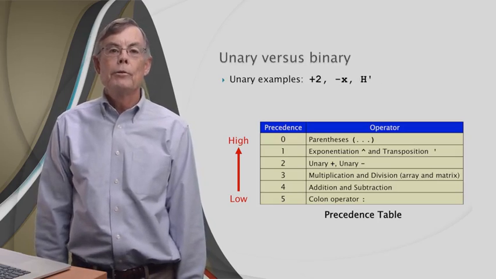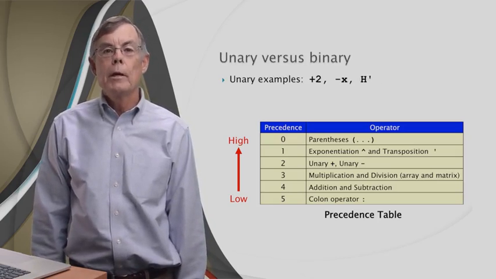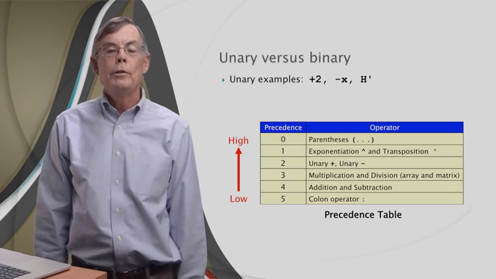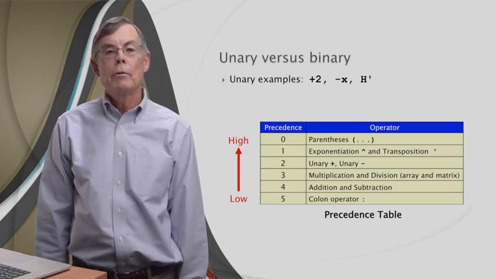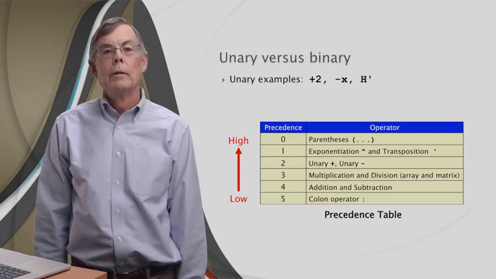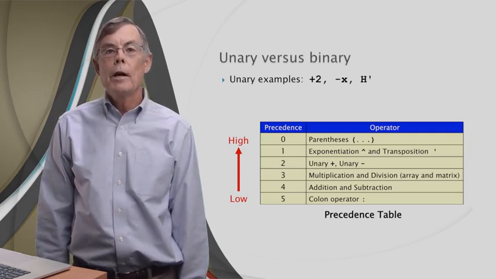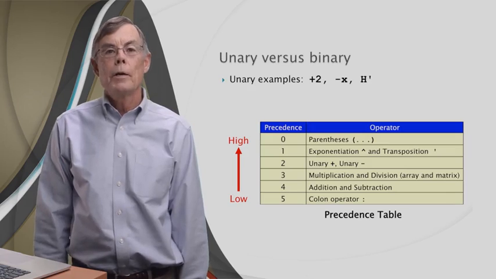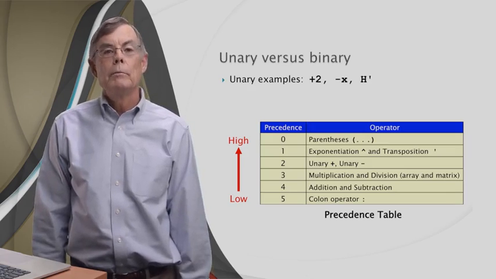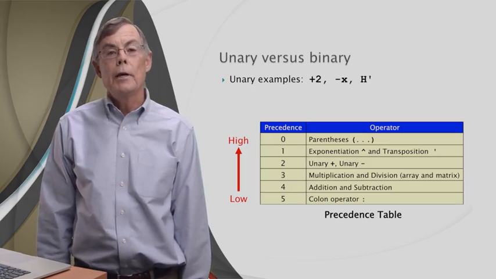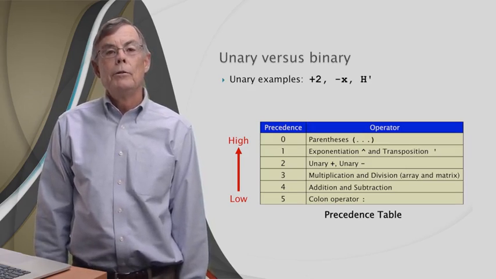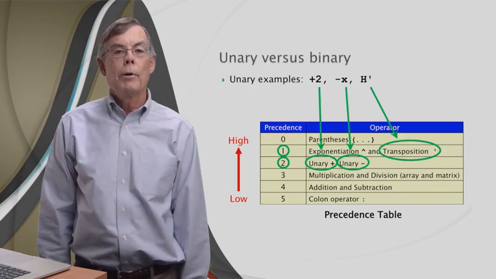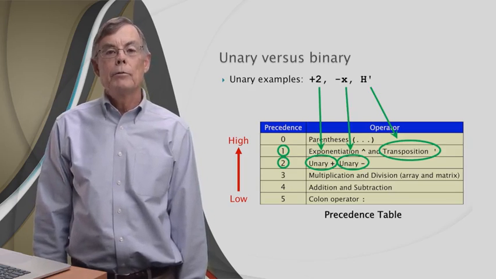At the number 2 position, you may be wondering what unary plus and unary minus are. Well, unary means that the operation involves only one operand. Here's some examples of unary operators. Up there at the top, plus 2, minus x, and h transpose. Unary operators tend to rank high in any programming language, and in MATLAB they're at positions 1 and 2.